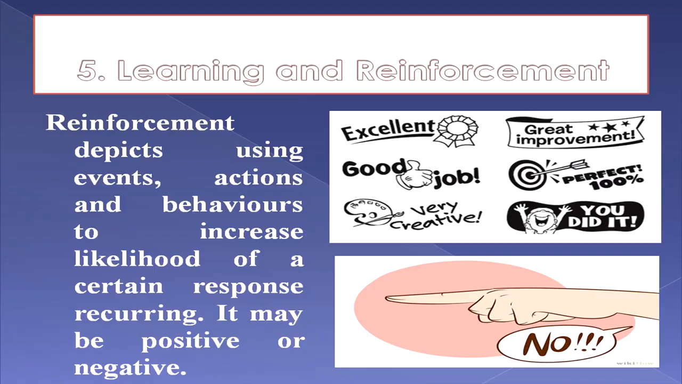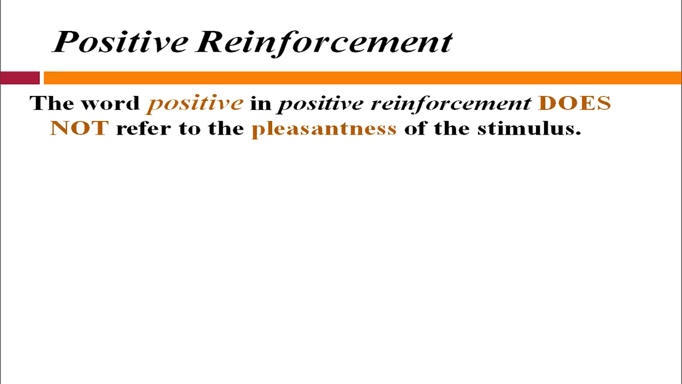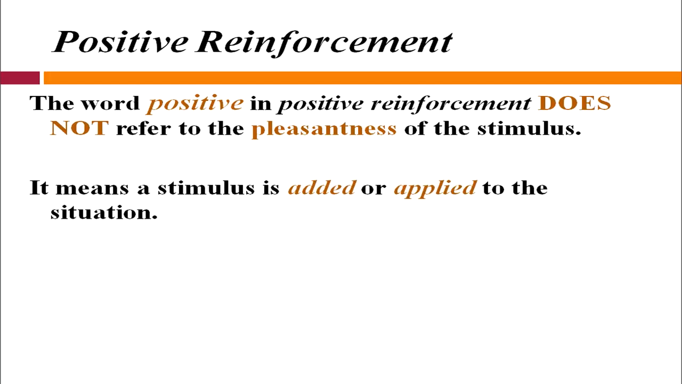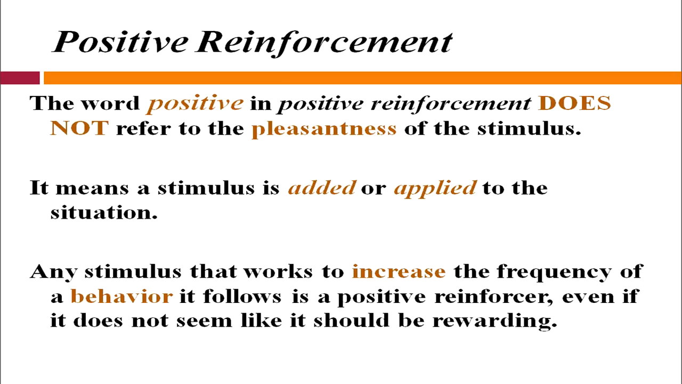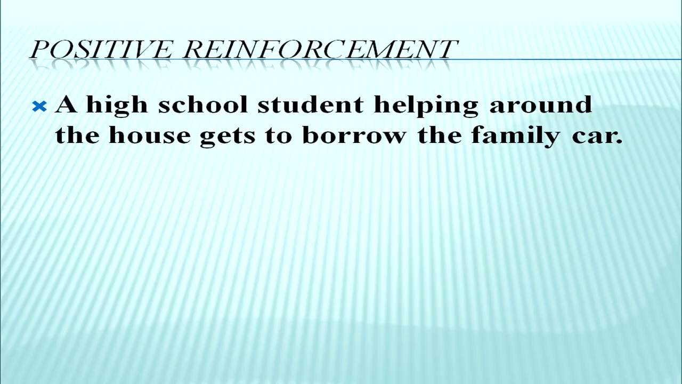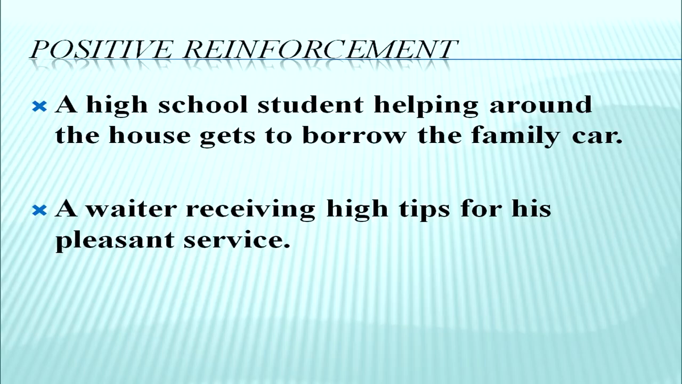Then next is learning and reinforcement. Reinforcement depicts using events, actions and behaviors to increase likelihood of a certain response recurring. It may be positive, it may be negative. Positive reinforcement. The word positive in positive reinforcement does not refer to the pleasantness of the stimulus. It means a stimulus is added or applied to the situation. Any stimulus that works to increase the frequency of a behavior it follows is a positive reinforcer, even if it doesn't seem like it should be rewarding. The example of positive reinforcement is a high school student helping around the house gets to borrow the family car, or a waiter receiving high tips for his pleasant service.